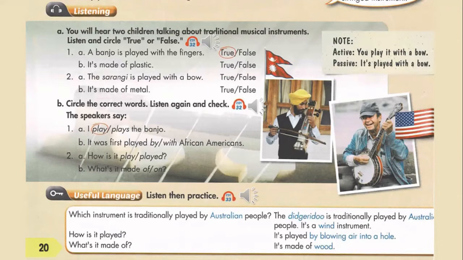All right, listen. Listening. 1. Today we're talking to two children about traditional instruments from their countries. Hello, what's your name and where are you from? Hi, I'm John. I'm from the USA. Okay, John, what instrument do you play? I play the banjo. What's a banjo? Well, it's a stringed instrument. It was first played by African Americans, but now a lot of people play it. How is it played? It's played with the fingers. And what's it made of? It's made of wood or metal.